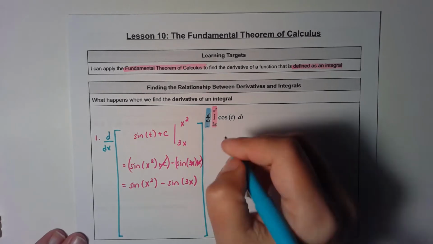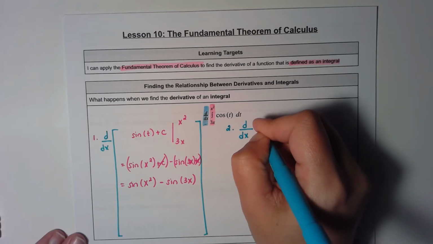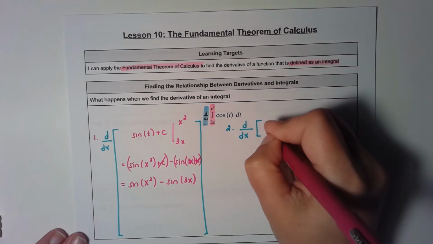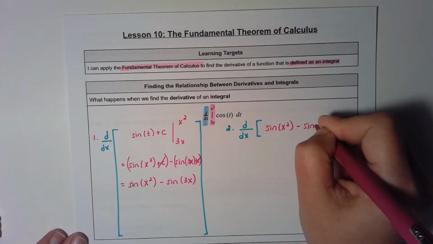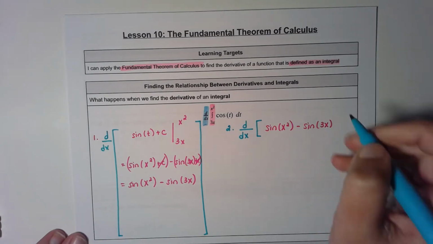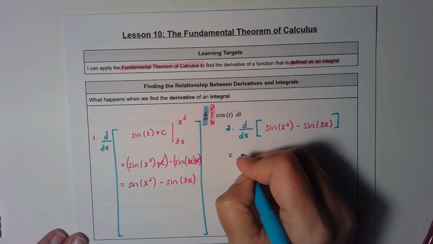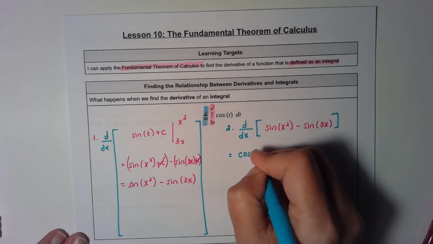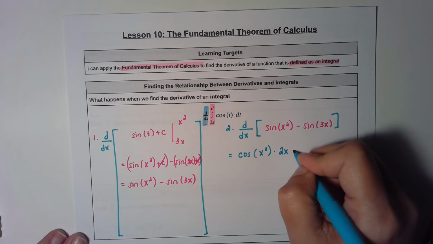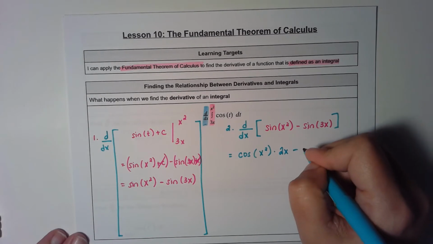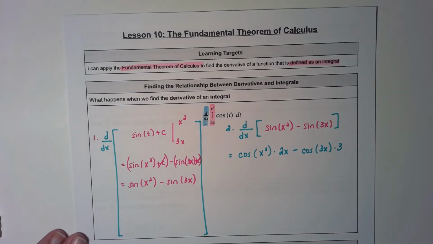Now, step number two here is that we want to take the derivative of that. So we want to take the derivative of what we just got as our answer to our integral, which is the derivative of sine of x squared minus sine of 3x. In order to take the derivative here, we're going to need to use chain rule. So we're going to take the derivative of the outside first. The derivative of sine would just be cosine. Leave the inside alone. Times the derivative of the inside, which is 2x, minus, then we're going to take the derivative of the outside, so cosine of 3x times the derivative of the inside, which is 3.